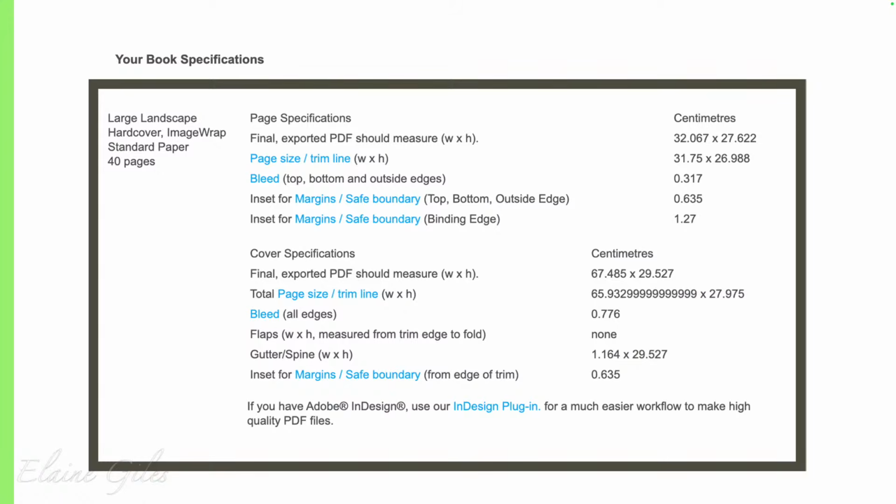So on the left-hand side, it tells you what book it's talking about. So that's a large landscape, hardcover, image wrap, standard paper with 40 pages. So you do need to know all of that before it can give you the rest of the specification. Now, actually, this specification is split into two. The top half of it is the page specification. And then, starting just above the halfway point, is the cover specification.